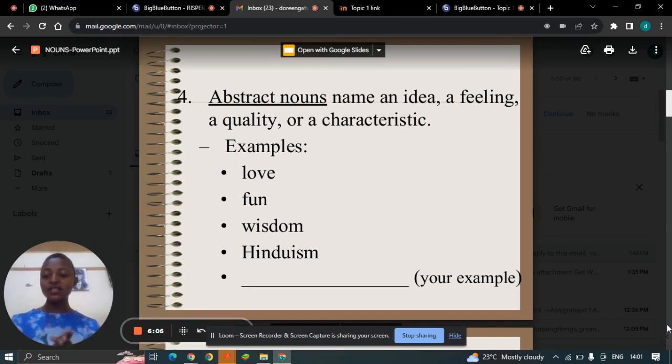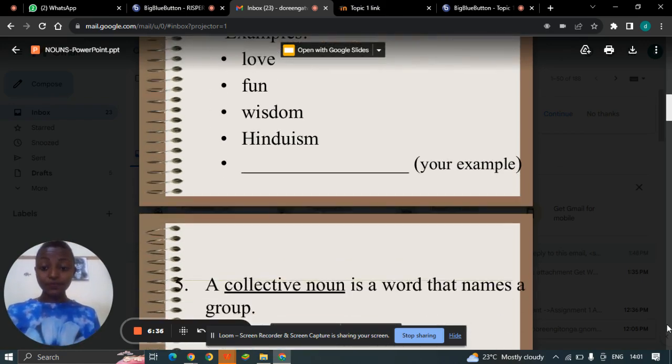And the abstract, they are basically the vice versa, or the opposite of the concrete, because you have said concrete, they can be perceived by our senses, but now here in abstract nouns, they are the things that we cannot perceive by our senses. For example, love. Can you see love? Can you touch love? Can you hear love? But at least you can feel it. But the feeling is not part of the senses that we have. Maybe fun, wisdom, Hinduism, etc.